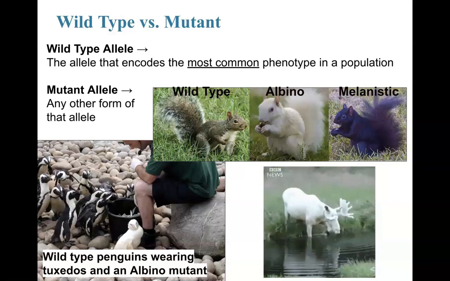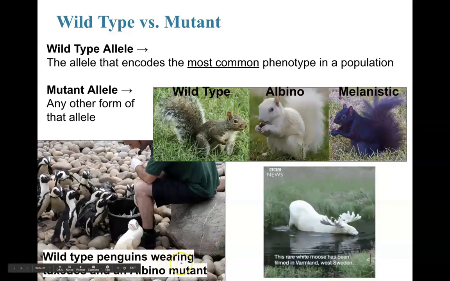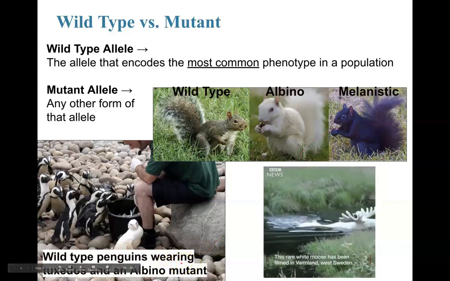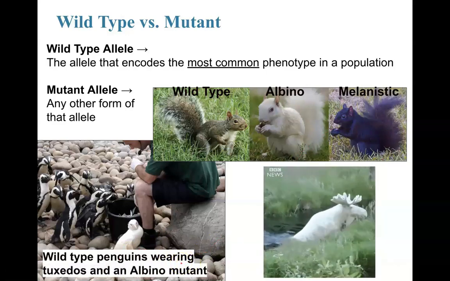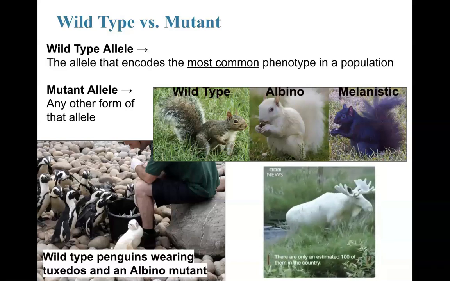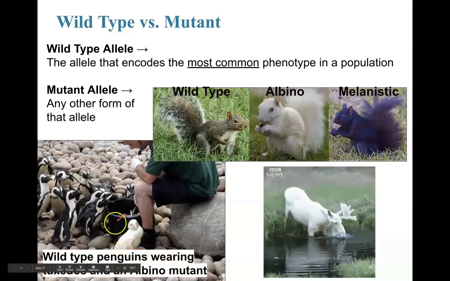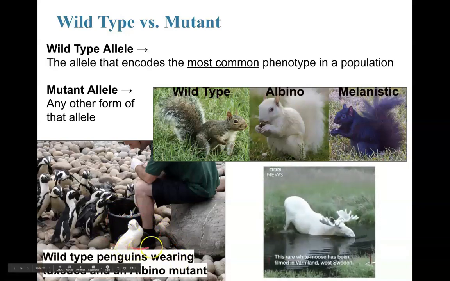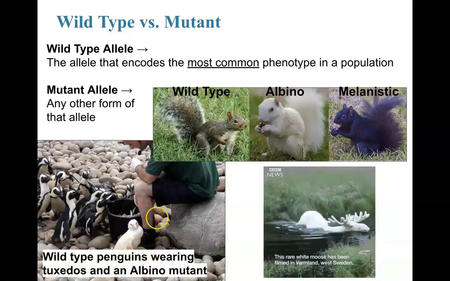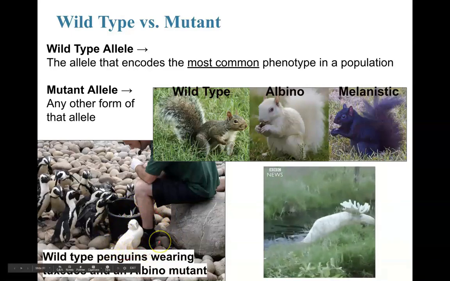Another example of wild type: here I have wild type penguins. They're wearing their tuxedos, so black on white. I can see those cute little penguins waiting for their meal right there. That's wild type. The majority of them are going to show that tuxedo coloration. I can see in the bottom corner, this little guy, that's an albino. That's a mutant variant, not found commonly, but it can exist in a population.